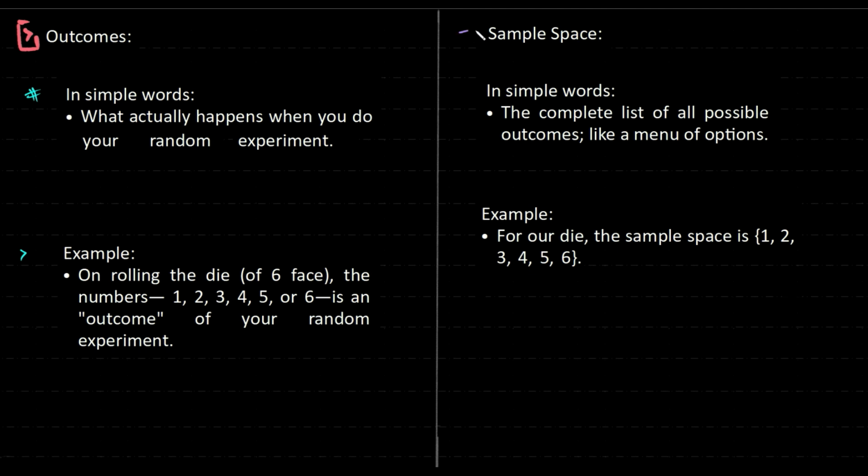Putting them all together as a list is your sample space. The complete list of all possible outcomes, just like a menu, is your sample space. Again, same example, when we roll a die, we get a sample space of 1, 2, 3, 4, 5, 6.